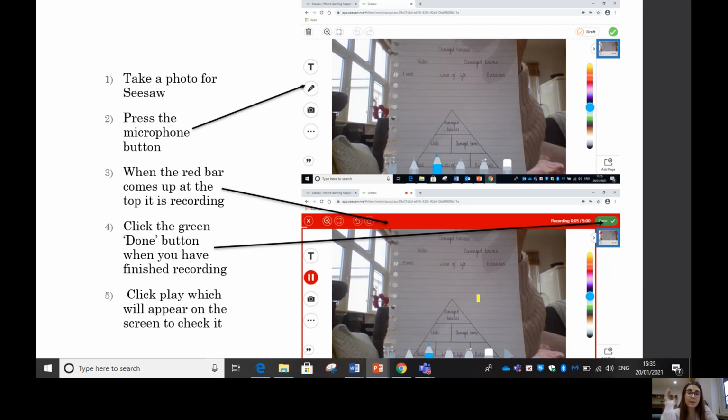You can do this on your phone or on your computer, so whichever way you usually upload to Seesaw, it should work. I tried to do it on my phone earlier as well, and it did work. So it'd be really great if you could explain to me why you put your human effects in the order that you did on your Pyramid 6. That'd be great to know, because it's always good to have an explanation as to why you did something. You didn't just put them in a random order. You need to have a think about your thought process and why you did that.